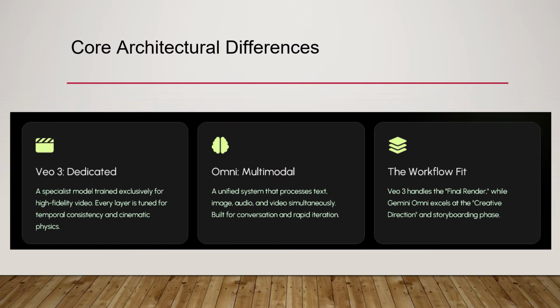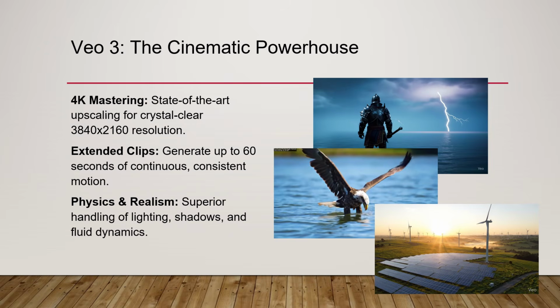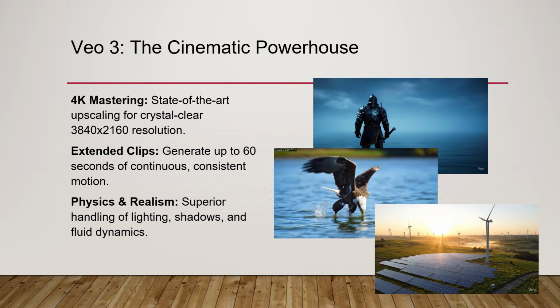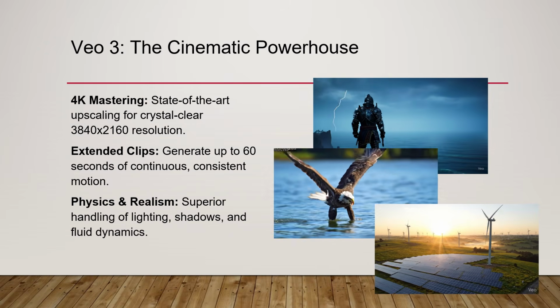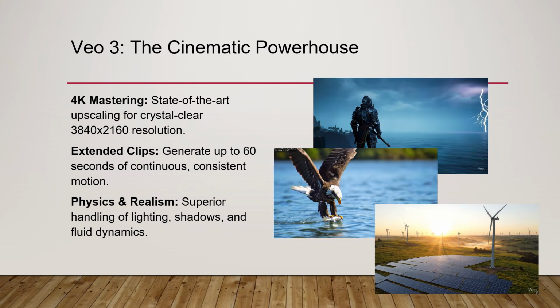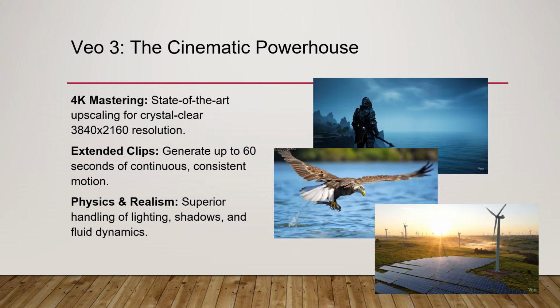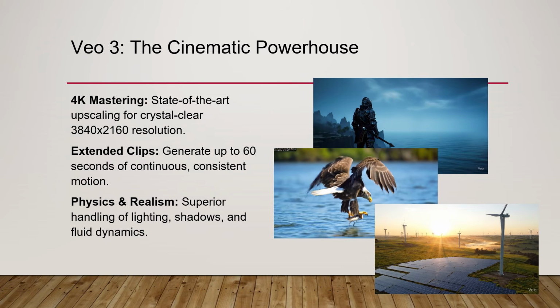VO3 is like a high-end camera sensor. It does one thing perfectly. Omni is like the entire production crew in one brain, handling multiple inputs to give you a cohesive starting point. When quality is the non-negotiable factor, you go VO. Its 4K output and 60-second clips make it the only choice for long-form narrative and premium brand films. We talked about the Extend feature earlier in the course, and this feature is still currently only in VO.